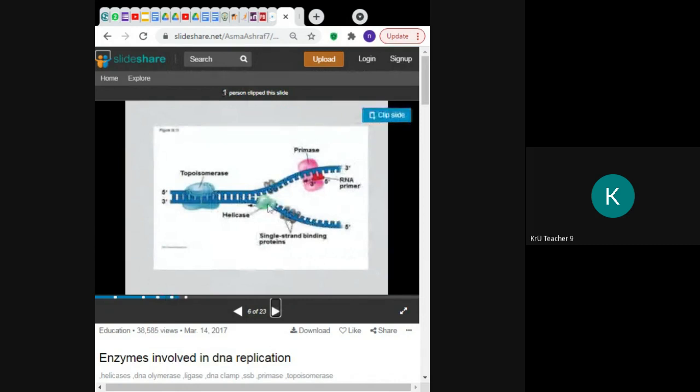As shown in the figure, the enzyme helicase is involved in the unwinding of the DNA. Since the DNA is a zip-like double strand, helicase participates in the unzipping of the DNA.